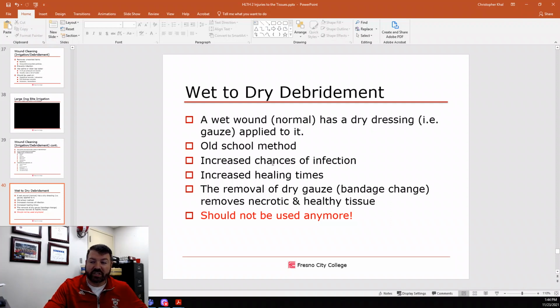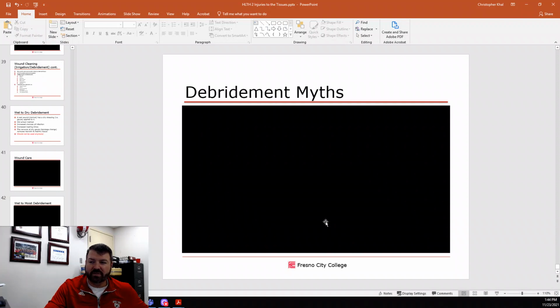You actually increase the chance of infection and increase healing times, and once you remove that dry gauze, because all the wet wound is now stuck to that dry dressing, you're removing all that necrotic and healthy tissue. So this is the one thing we don't want to do anymore. It's as easy as doing a wet to wet, which I have in here.